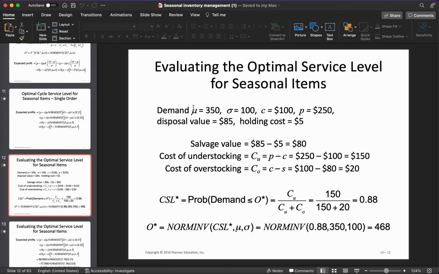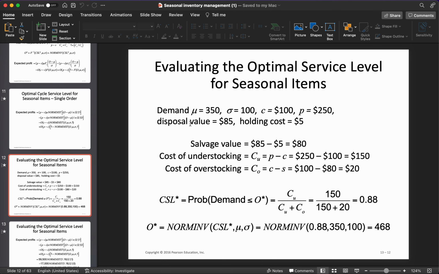Let's look at a similar idea. Let's say you're making jackets, and you're selling the jackets for $250. It costs you $100 to manufacture the jacket. At the end of the season, you can salvage them for around $80. So the disposal value is 85, the holding cost is 5, so the salvage value is $80, right?